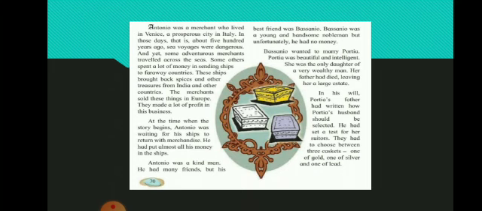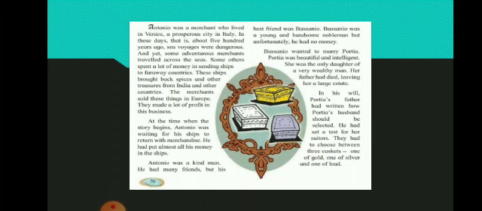Okay, he was waiting for his ships, and now it is said what kind of person he was. He was a kind person. He had many friends, but his best friend was Bassanio. Okay, his best friend was Bassanio. Bassanio was a young and handsome nobleman, but unfortunately, he had no money.